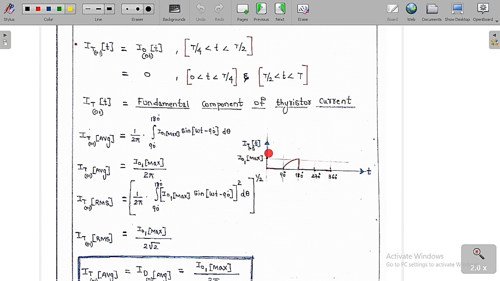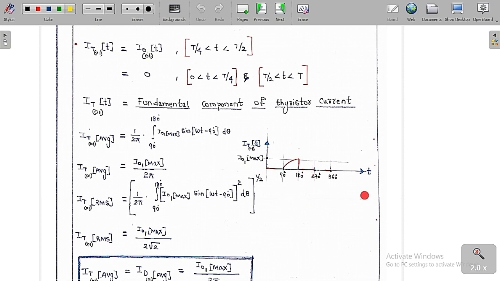So I_T01(t) is present only from 90 degrees to 180 degrees. This is I01 max, and in the remaining range it will be equal to 0. So this is the basic diagram that we are going to get.